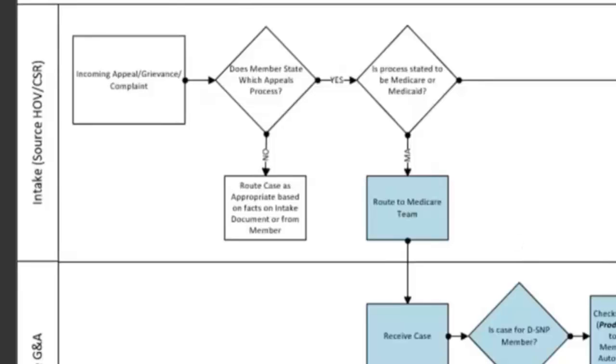If I'm a customer service rep and the member does not state which appeal rights they want to use, I'm going to see a DSNP contract number or Medicare contract number, and it's probably going to go to Medicare. So from their point of view, they're going to send it to Medicare. If, however, the member states they want to use Medicaid appeal rights, then they would route it to the Medicaid team. So that's really determined by what the member says or doesn't say in that call.